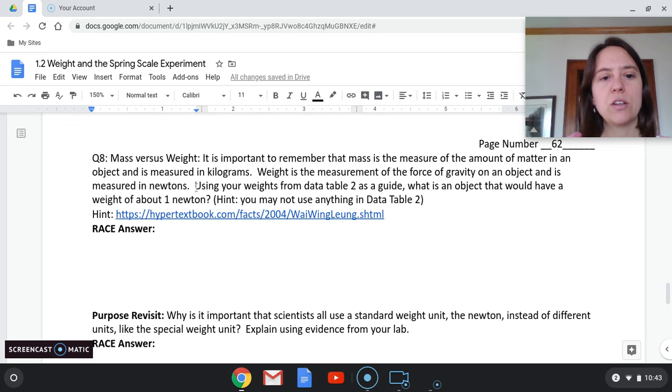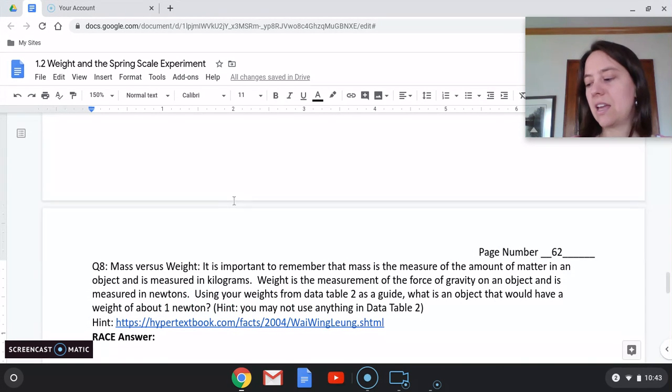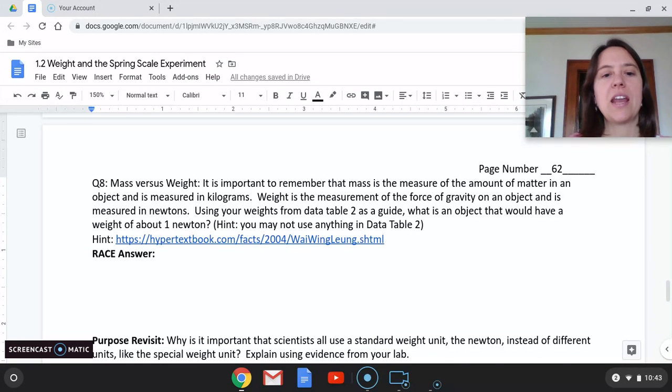Okay, so coming back to the question, using your weights from data table 2 as a guide, what is an object that would have a weight of about 1 newton? You can't say object 3, sorry. And then a hint, you want to click on this link and if you read through it, it'll give you some examples of objects that have a weight of about 1 newton.